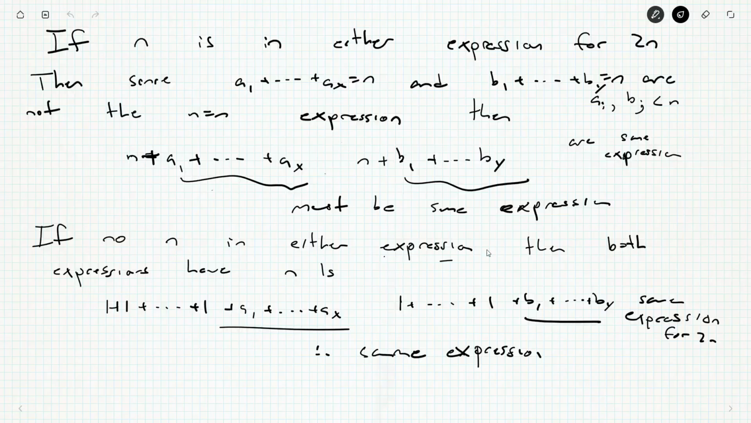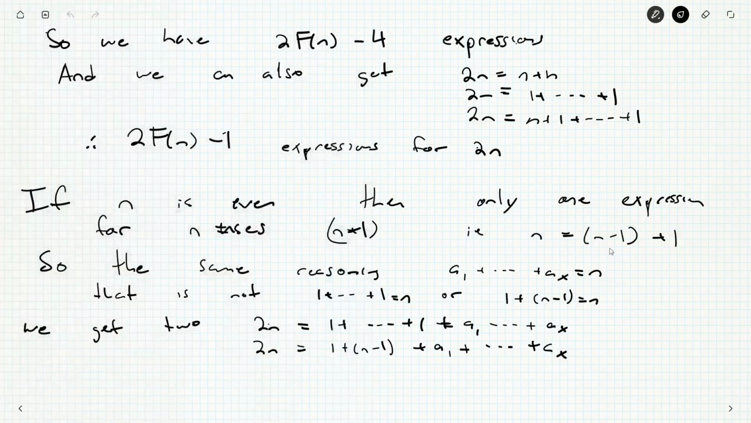Well, the same sort of reasoning can work here. Only one expression uses n minus 1. So if there are any n minus 1s in the a1 up to ax expression, the expression for 2n that we get, it'll have to look like this. The b1 will have to look like this as well, and that'll force the b sequence to be equal to the a sequence. And if not, then we just have the plus 1s, and everything goes on from there.